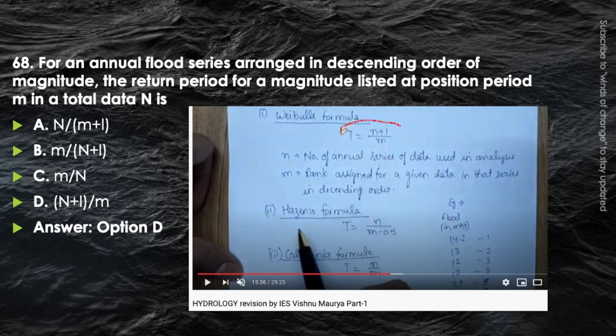That is, return period is n plus 1 upon m, where n is the number of the annual series of data used in analysis and m is the rank assigned for the given data in that series in descending order. Okay, with this example also I have explained in the video of revision of hydrology.